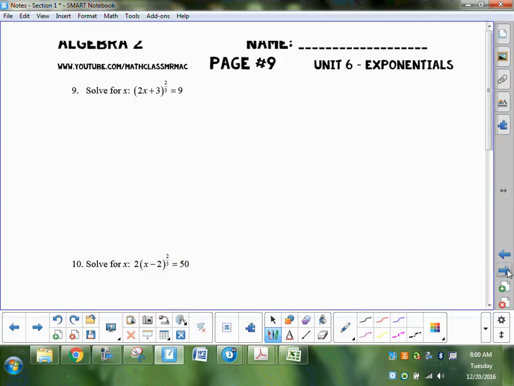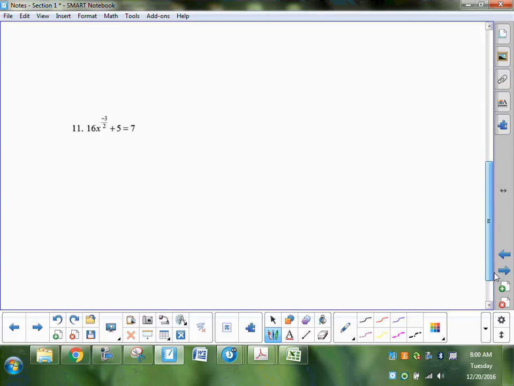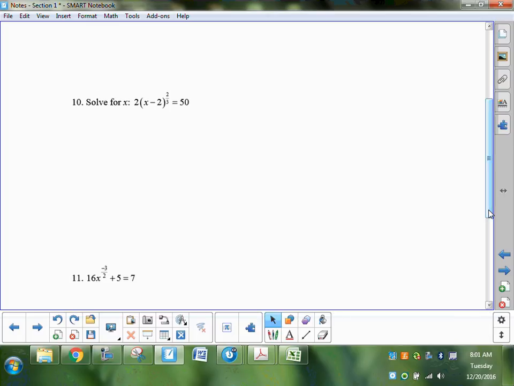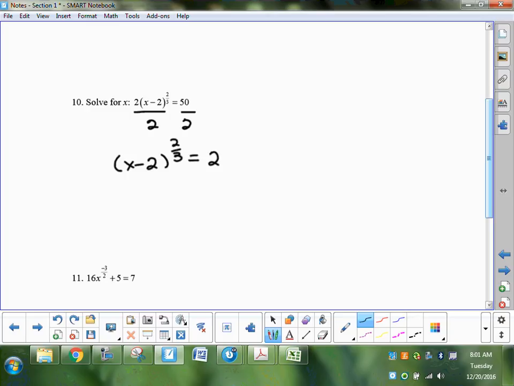Do another 1 or 2 of these and then stop. Take a look. Actually, we'll do 2 more. Take a look at 10. First step in 10. Emma S., what's that going to be? Divide by 2 first. So now I've got the quantity x minus 2 raised to the 2/3 is going to be equal to 25.